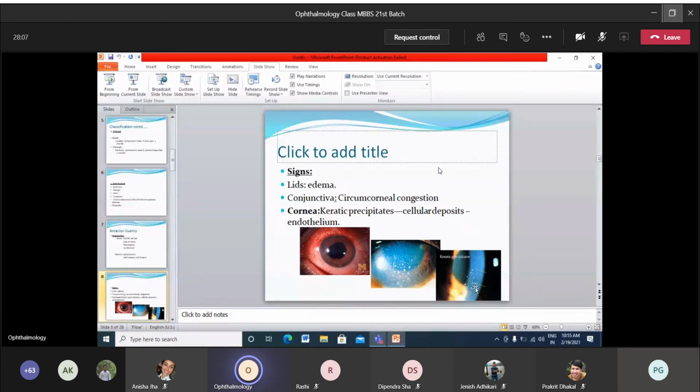Talking about the KPs, you have to remember certain things. They are usually found on the corneal endothelium, usually on the inferior 1/3 of the cornea, in a triangular manner, that is known as the Arlt's triangle. And the size of the KPs is important. We have large KPs, also known as mutton fat KPs, usually seen in granulomatous uveitis, like in tuberculosis, sarcoidosis, syphilis, and small KPs in other conditions.